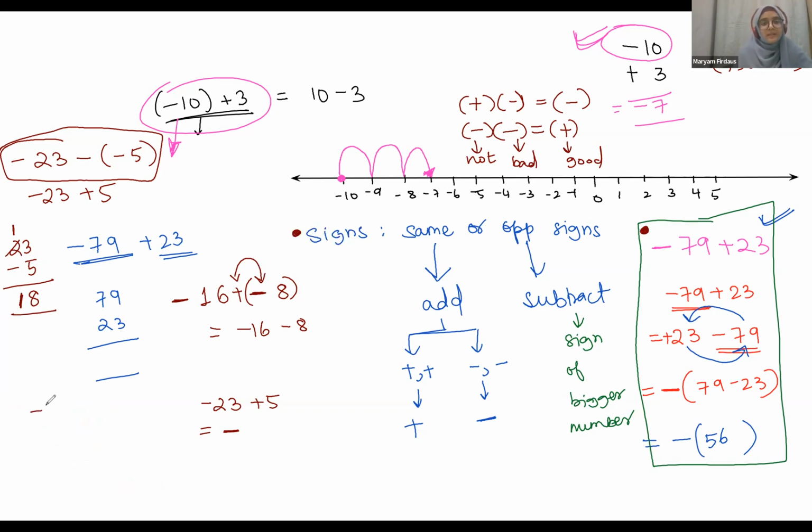So if I say minus 5 plus 6 and 5 minus 6, are they the same? No. Why? What is minus 5 plus 6 equal to? See, minus 5 plus 6 is nothing but 6 minus 5. Why? Because plus 6 is as it is, and minus 5 is also as it is.